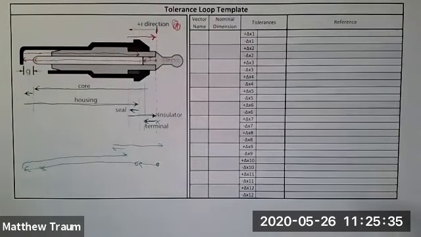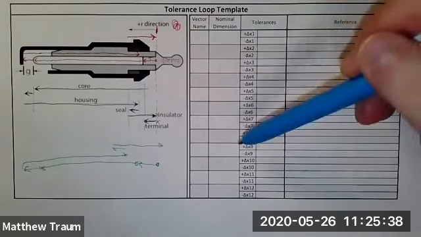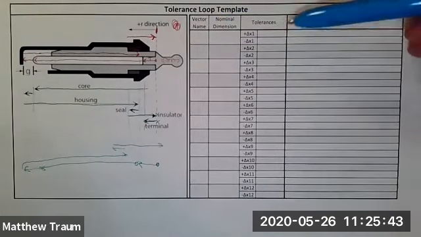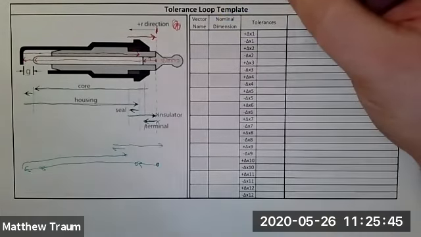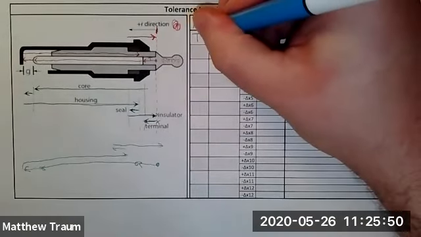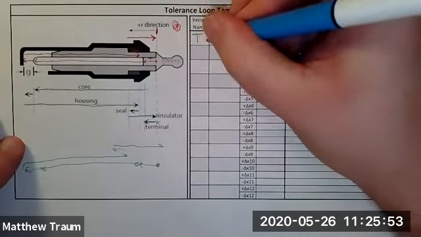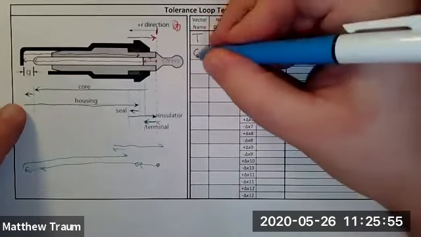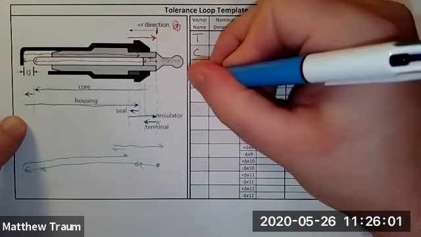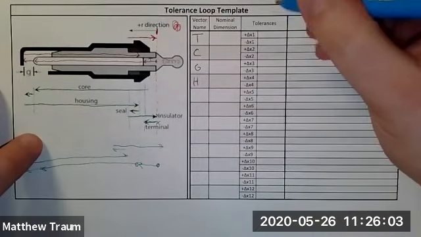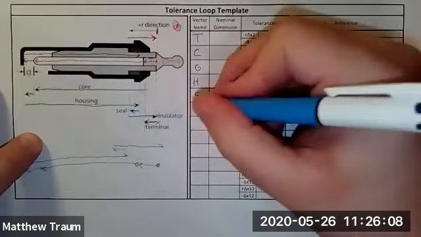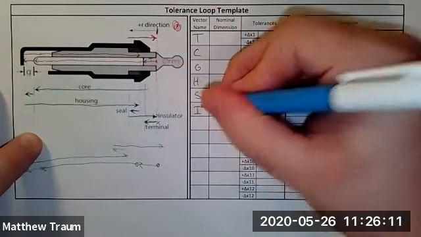Okay, so I'm going to name each of the vectors, and then I'm going to put in the nominal dimension and the tolerance. So the vectors, I'm just going to name them by letters. So the terminal, I'm going to call that T. And then if I move on to the core, I'm going to call that vector C. And then I'm going to go through the gap. I'm going to call that vector G. And then I run through the housing, that's vector H. And then I'm going to interface with the seal, that's vector S. And then ultimately I have to go through the insulator, and that's vector I.